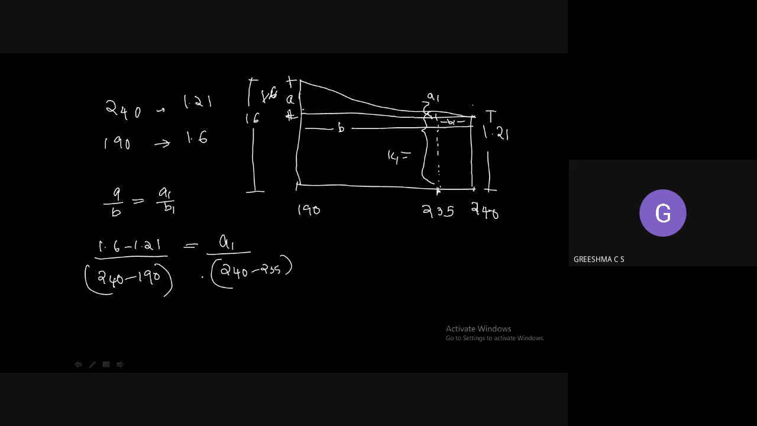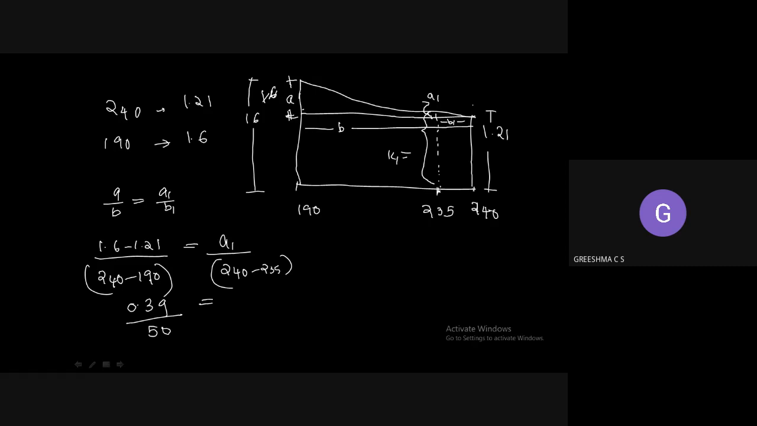Okay, substitute it. 1.61 minus 1.21. How much is it? 1.61 minus 1.21, that is 0.39. 0.39 divided by 240 minus 190, which is 50.